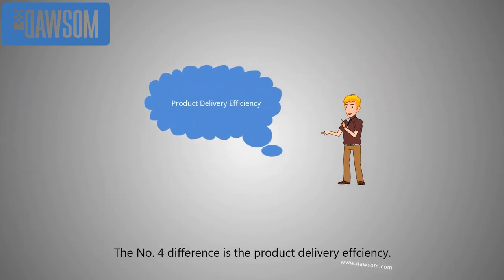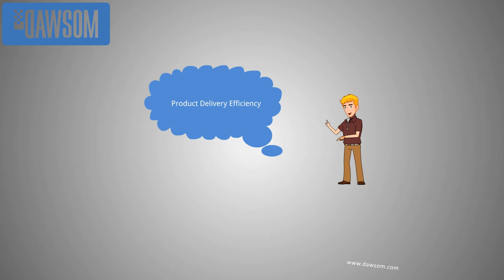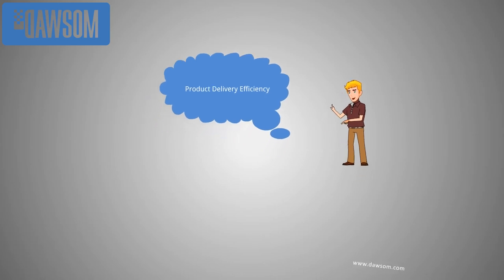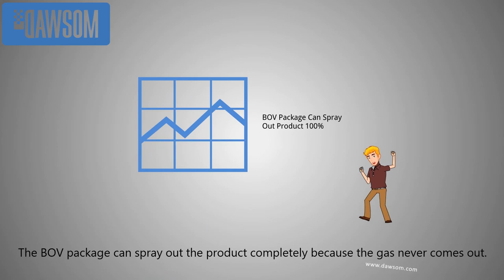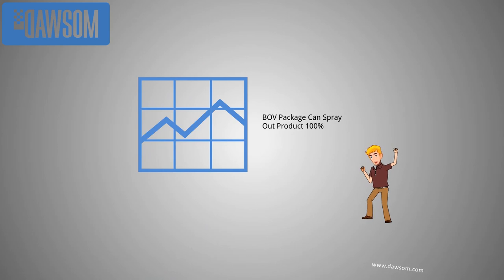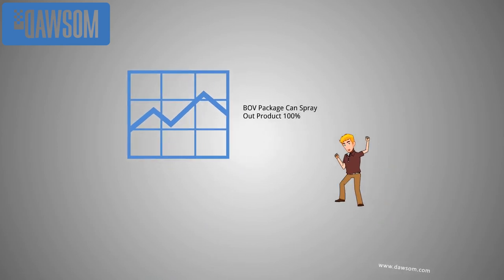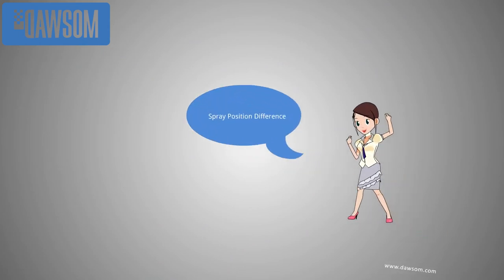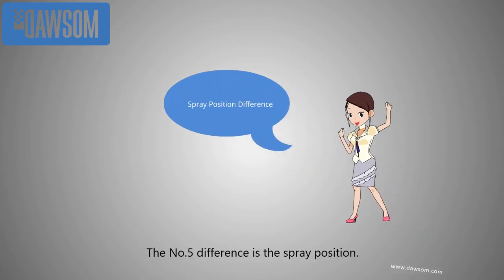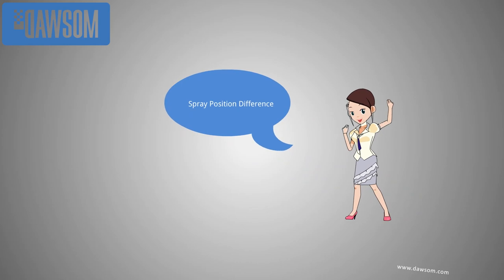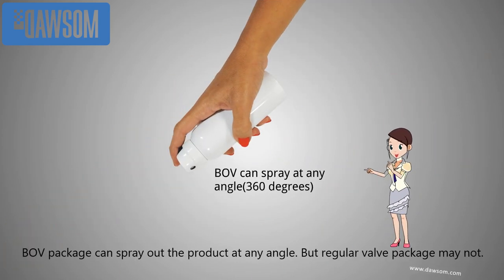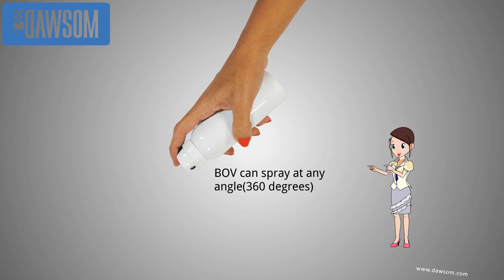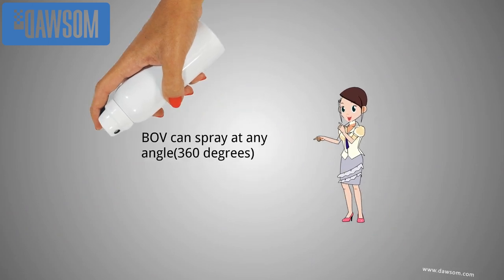The number 4 difference is the product delivery efficiency. The BOV package can spray out the product completely because the gas never comes out. The number 5 difference is the spray position. BOV package can spray out the product at any angle, but regular valve package may not.